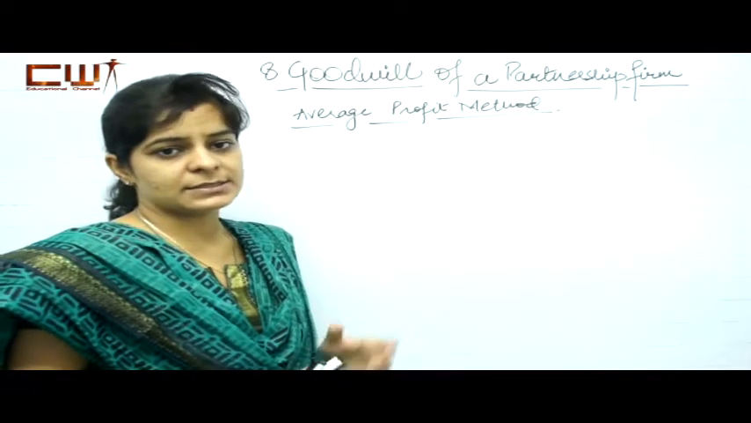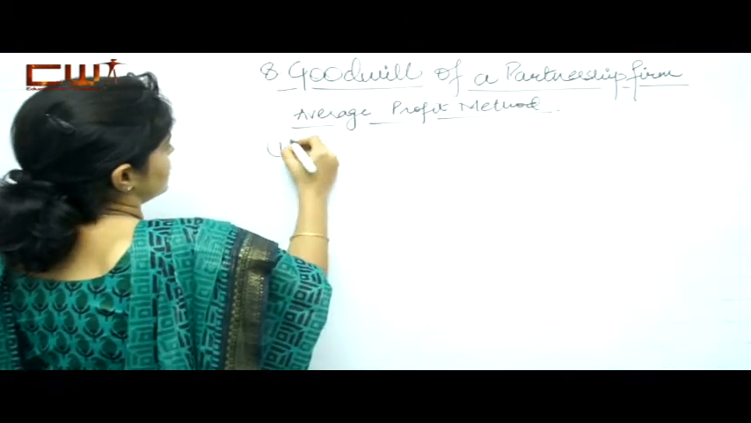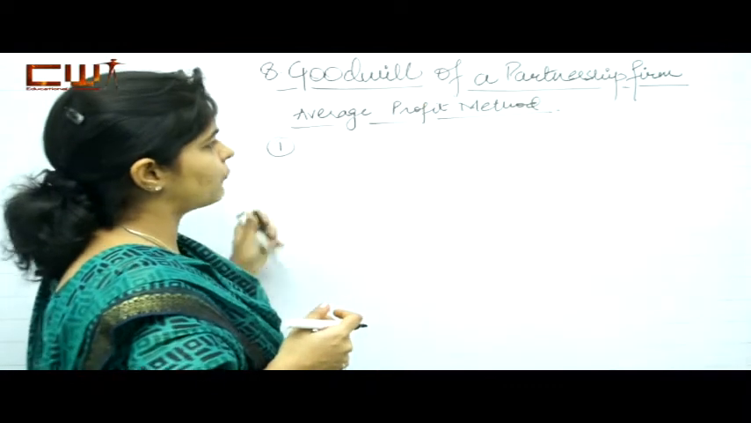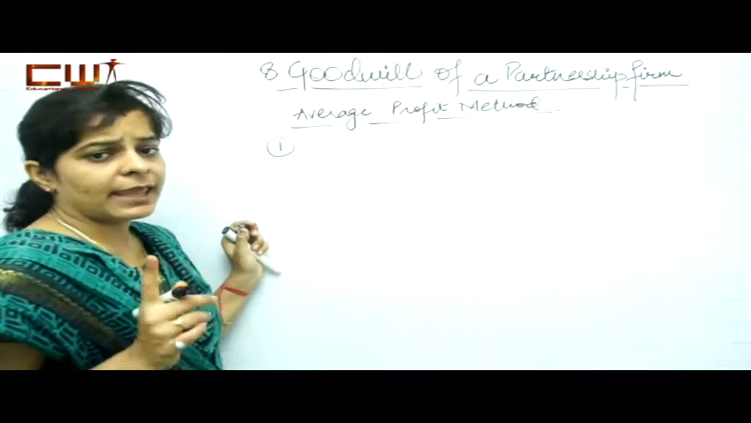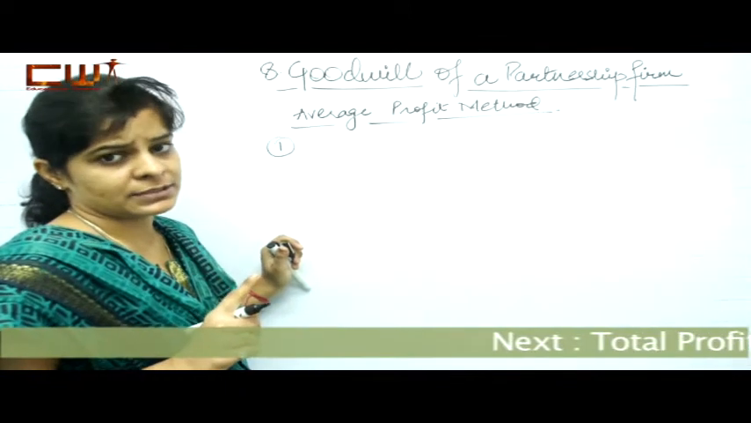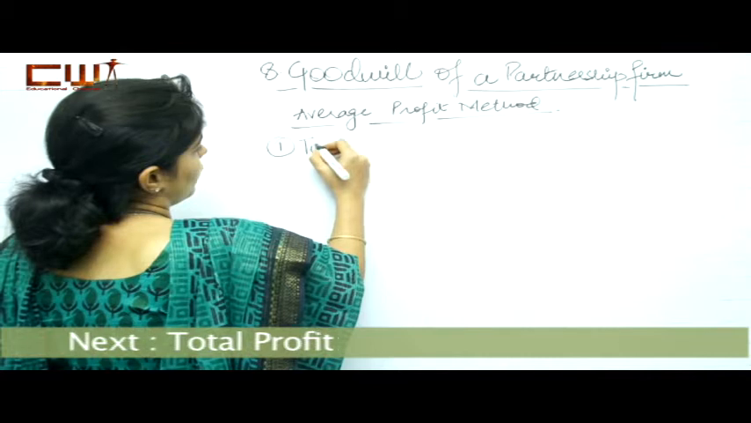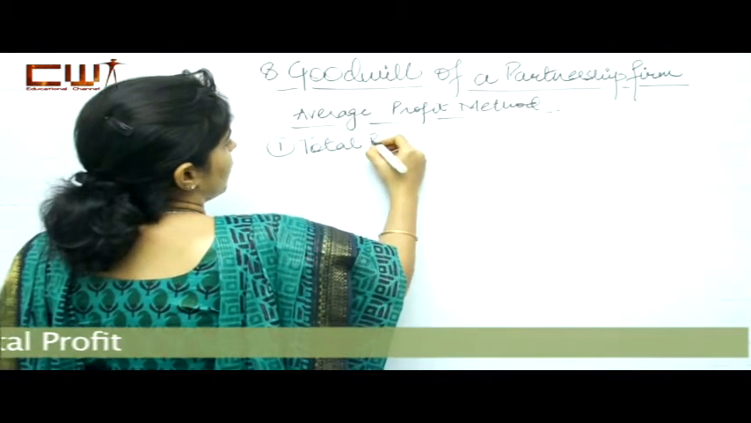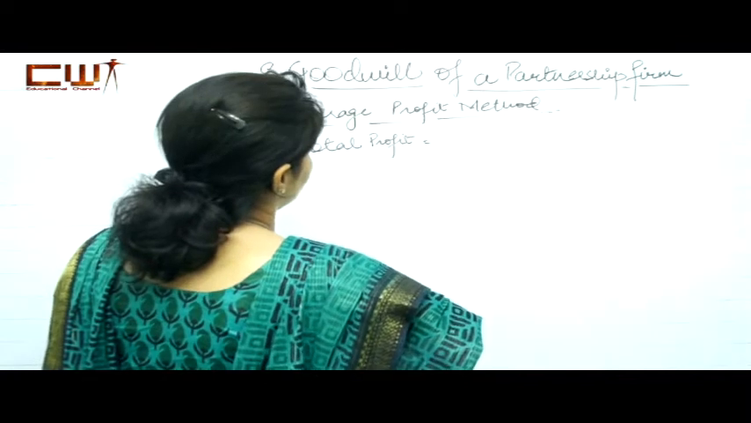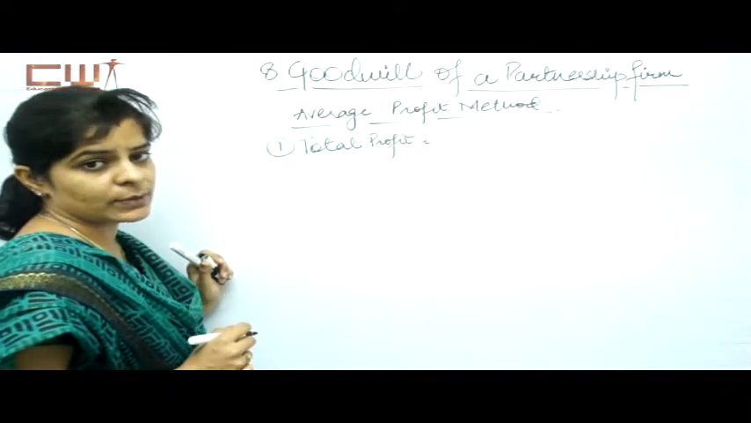Our first numerical, question number 1, we are doing the average profit method, goodwill of a partnership firm, chapter number 8. They have given profits for the 5 years, right? So the first step, you have to find out total profit. Total profit you will find out by adding the profit of all the 5 individual years.